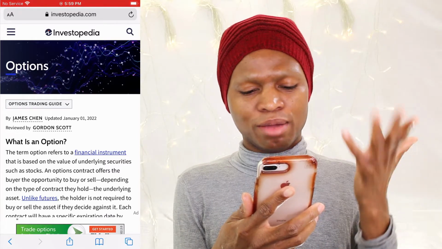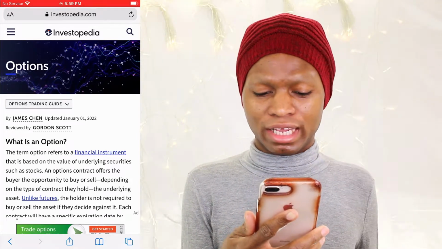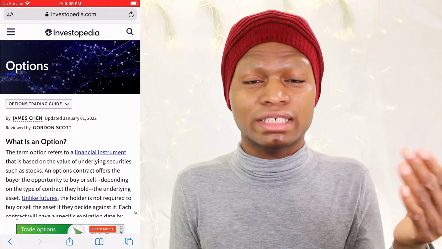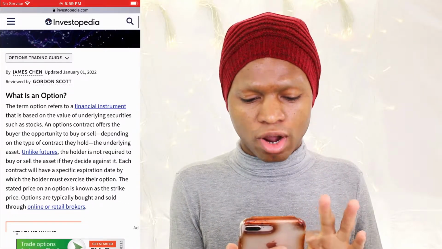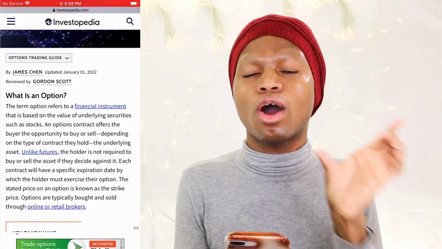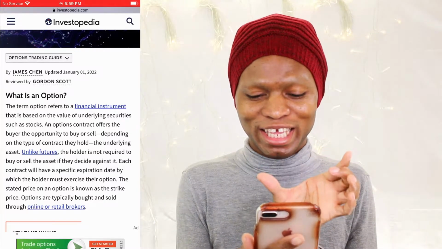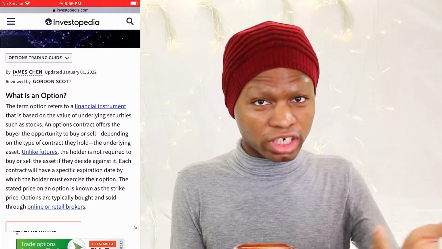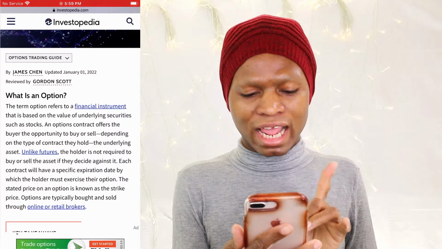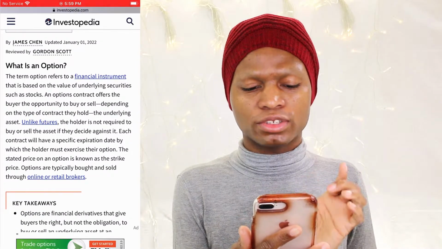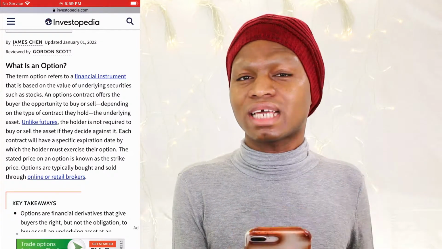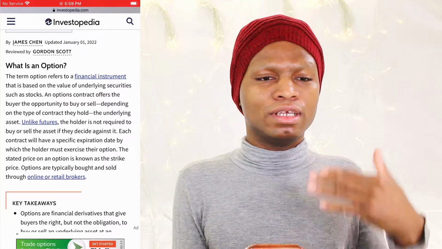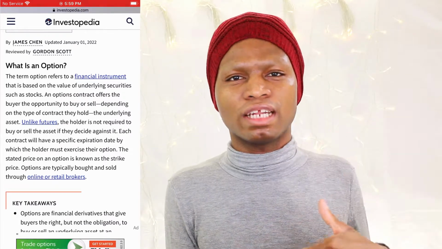It says the term option refers to a financial instrument that is based on the value of underlying securities, also known as stocks. So when they say securities, it's just saying stocks, okay? An option contract offers the buyer the opportunity to buy or sell. You will hear a lot about this in options. Depending on the type of contract they hold, the underlying asset, which is stock, okay? Now, unlike futures, the holder is not required to buy or sell the asset if they decide against it. So it's another form of being able to own an asset or a stock without selling it or buying it. You may want to buy it, or you may want to sell it, or you may want to keep it.